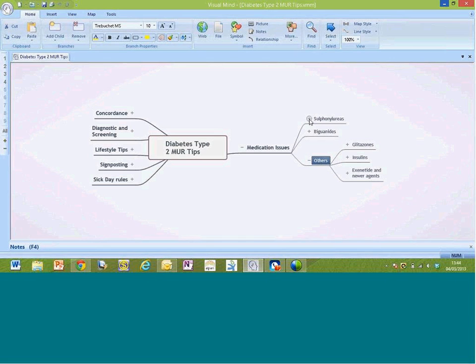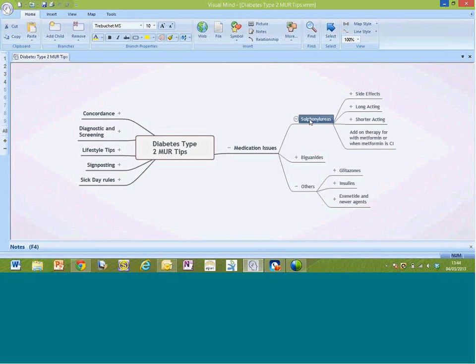Now, with sulfonylureas, we'll be looking at 4 different areas. We'll be looking at the side effects, and the 2 different types, the longer acting and the shorter acting ones. You'll find that the shorter acting ones tend to be the most common ones that are used. Just bear in mind that sulfonylureas are often add-on therapy to metformin, or used where metformin is contraindicated. They can also be used on their own, but generally you would start off with metformin and then maybe move on to sulfonylureas if your diabetes isn't being well controlled. That's the way you would tend to look at this.